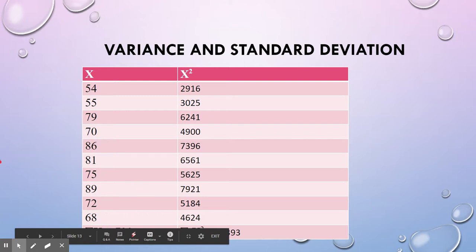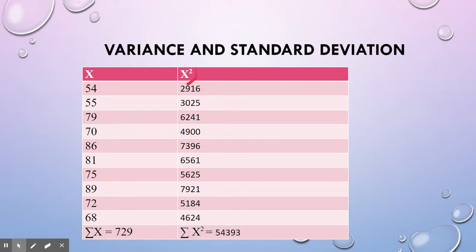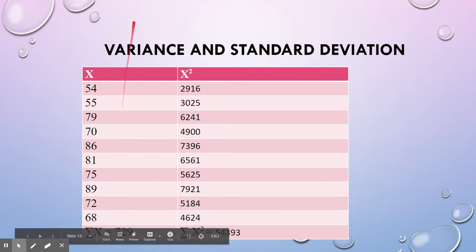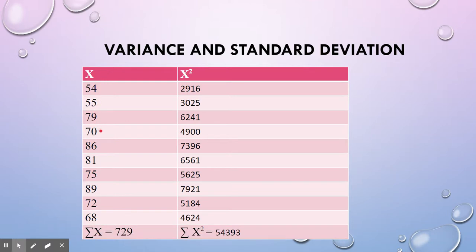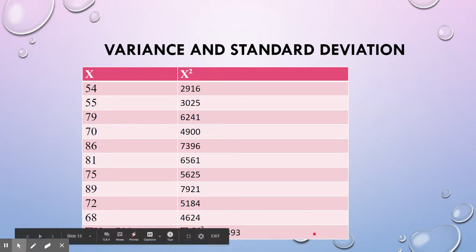We know that our formula requires us to find two things. One is the sum of x, and two is the sum of x squared. To find the sum of x, we add up each of these individual x values, and you can check this on your calculator. If you add these 10 values, you should get a value of 729.